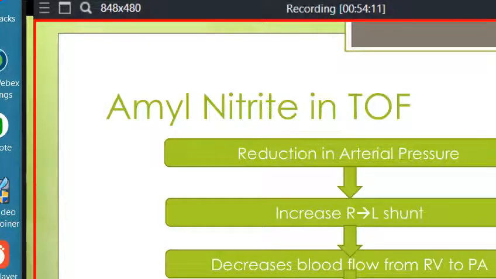What happens when you inhale amyl nitrite in a patient with tetralogy of Fallot? There's a reduction in arterial pressure. There's an increase in the right-to-left shunt, and there's a decrease in blood flow from the right ventricle to the pulmonary artery. As a result, the systolic murmur of the RV outflow tract is reduced in patients with tetralogy of Fallot.